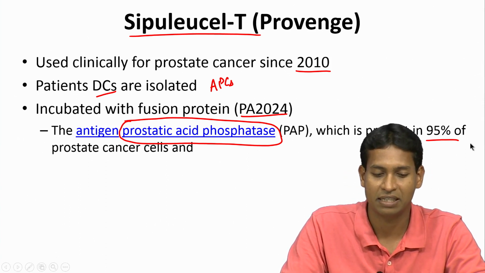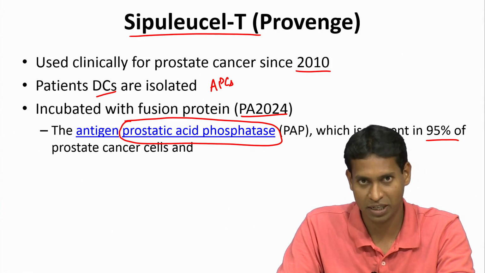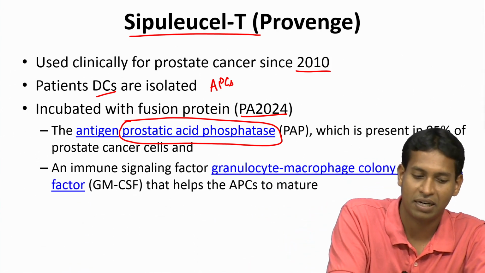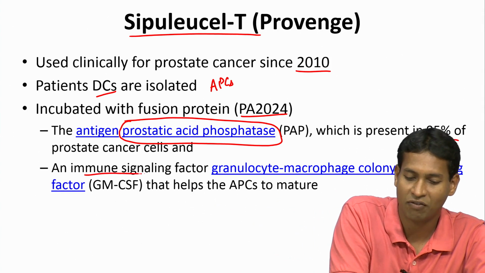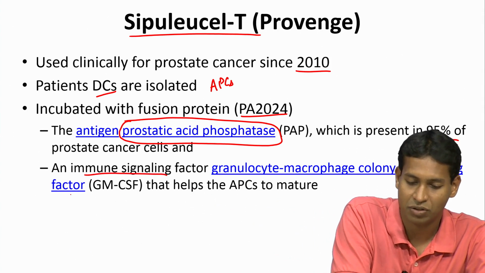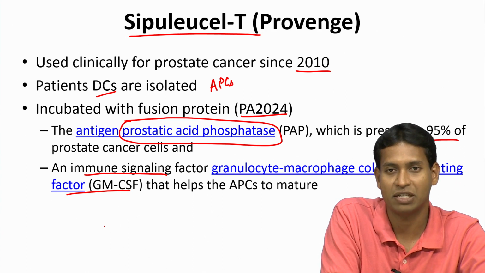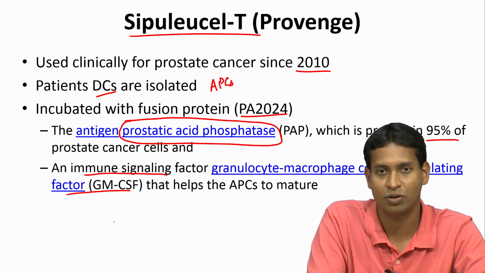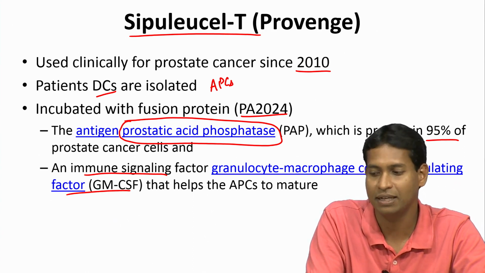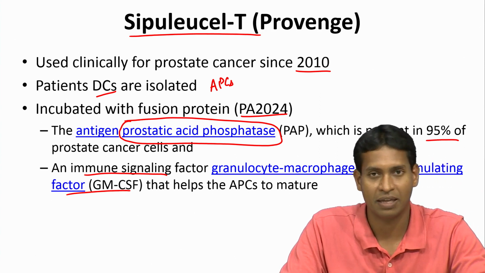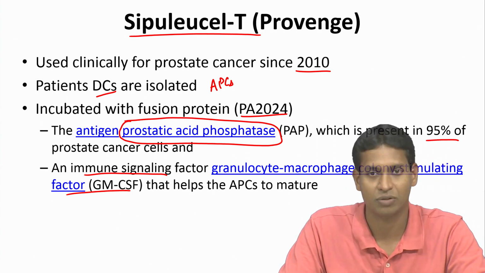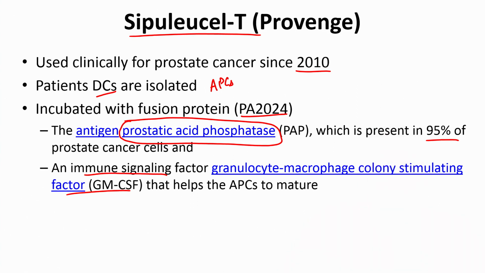So, what they have done is they have made a fusion protein that contains this protein, and it also contains an immune signaling factor, which is the GM-CSF. This GM-CSF actually signals these APCs to mature as well as to come to the site. So, they have made a fusion protein out of these two proteins. Now, whatever APC is taking up this protein has the antigen as well as is getting mature through this GM-CSF.